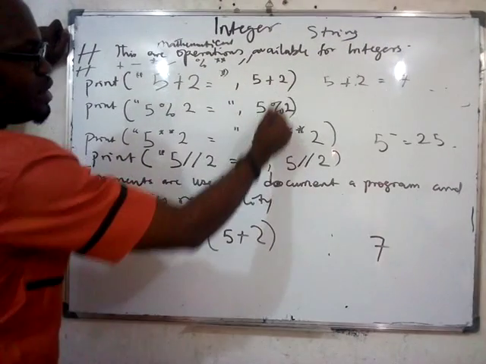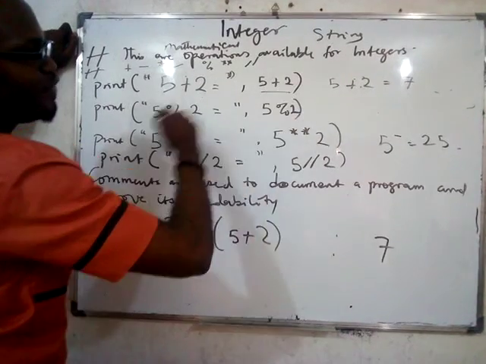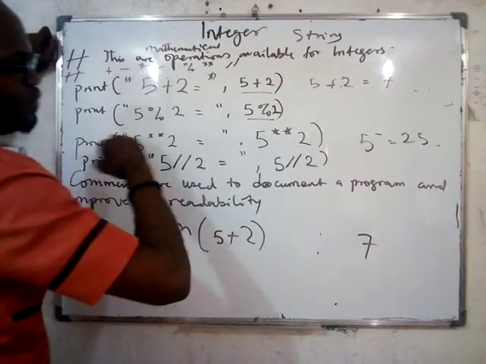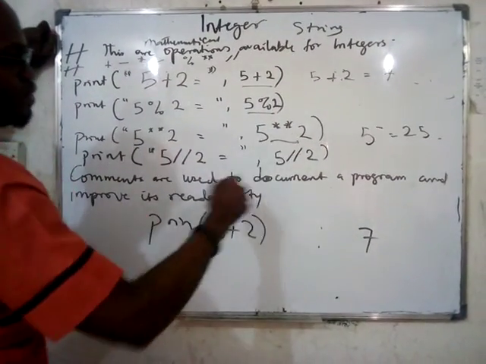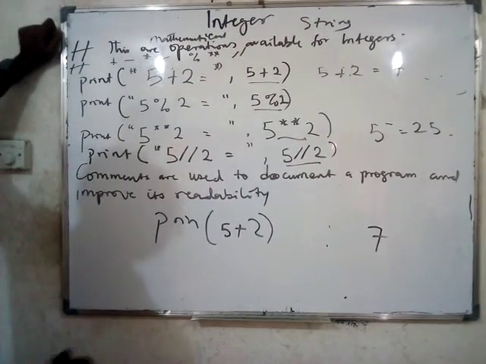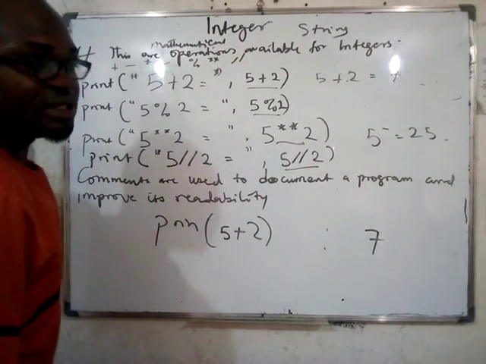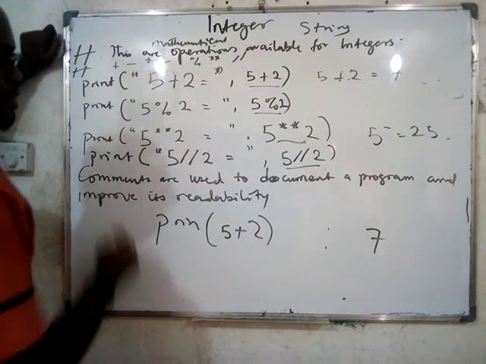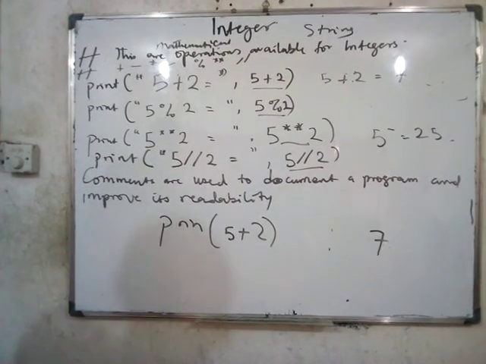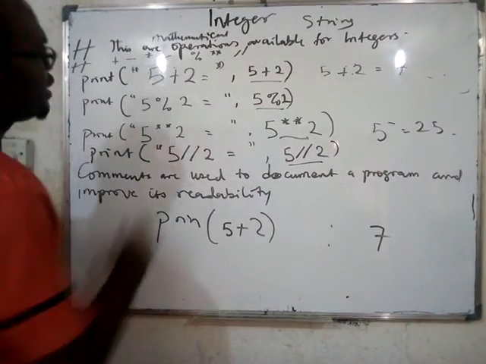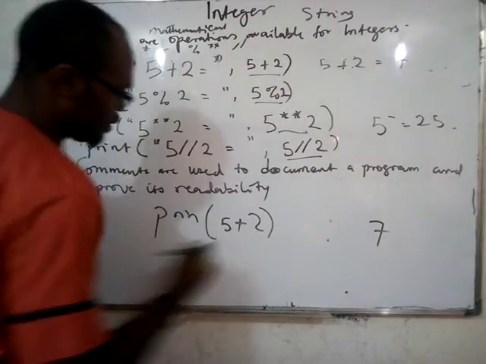So it will do all this calculation on this side. It will tell you what 5 plus 2 is, what 5 modulus 2 is, or 5 exponential 2 is, and 5 floor division 2 is. Exactly. So that is that for integers. Very, very important. So whenever you're doing calculation, now I'm going to give us an assignment.